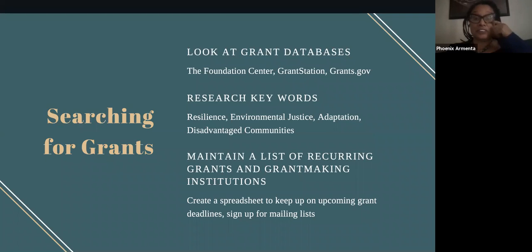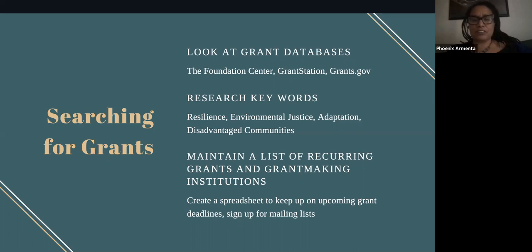So when you're searching for grants, there's a couple different places you can go. One, there are some grant databases that you can follow. The Foundation Center, which is actually located in San Francisco, has a grant database that you can go and research. It does cost money. I believe it's on the order of about $180 a month. So if you're looking to use that grant database, it's really good if you partner with a nonprofit that can afford to pay for it and research through there.